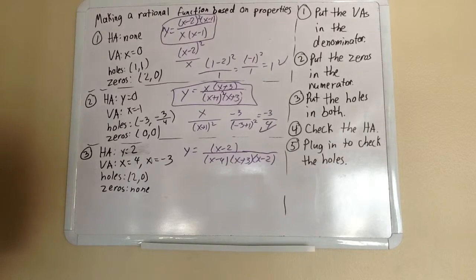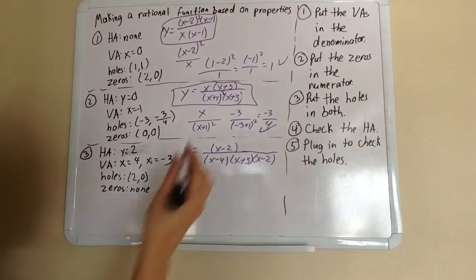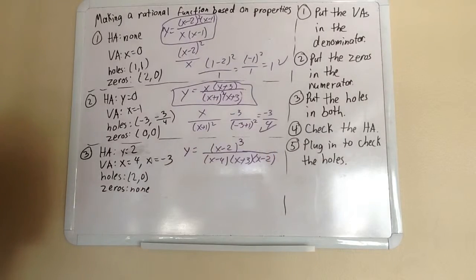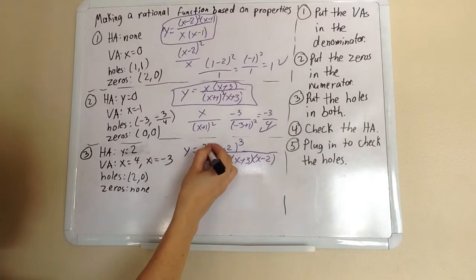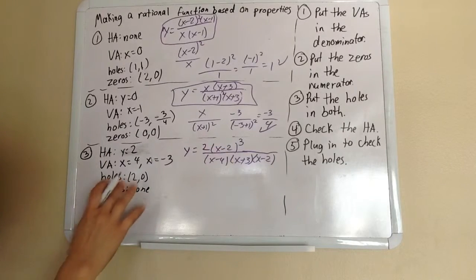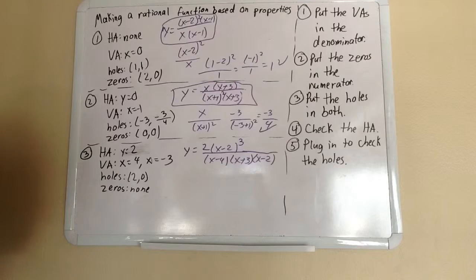So now we check that horizontal asymptote. It's at y equals 2. Right now it's at y equals 0 because the top exponent is smaller than the bottom exponent. So that means we need to raise this to the third power here. That would make it 1. Now we need to put that coefficient in there. We're going to double check with the hole to make sure it's correct.